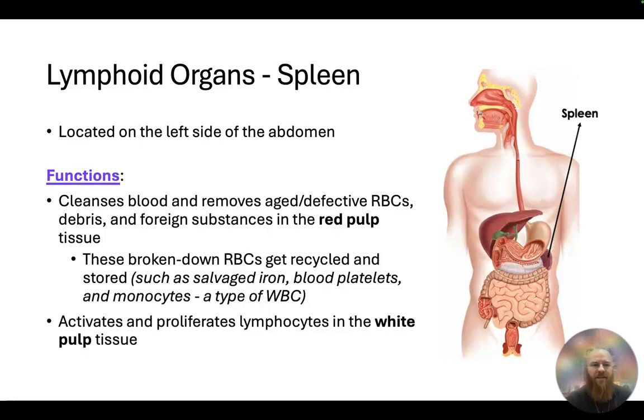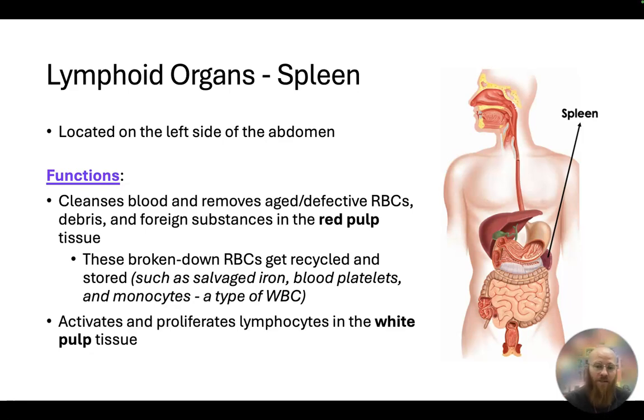We've got the spleen. You can see where that's located over here in the image on the right. This is located on the left side of the abdomen, kind of the anterolateral portion of the stomach, if you want to think of it that way, kind of coming around that interior lateral side. This is going to function in cleansing the blood and removing old or worn out red blood cells, other debris, and foreign substances. These broken down red blood cells can be recycled or stored, so salvaged iron can be reused.